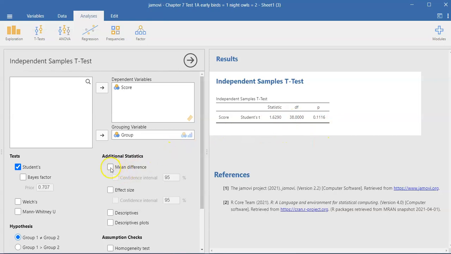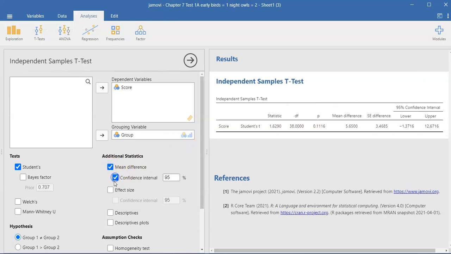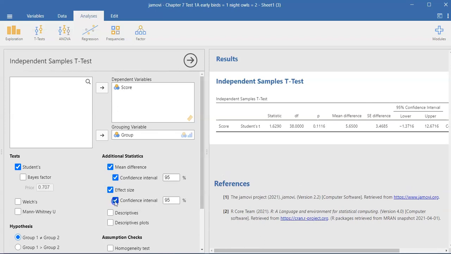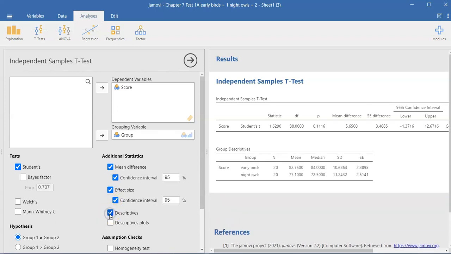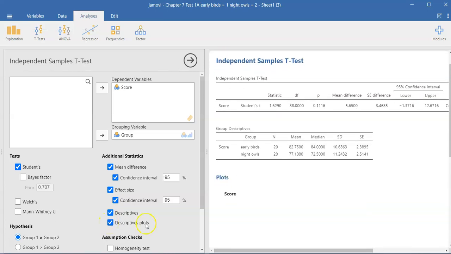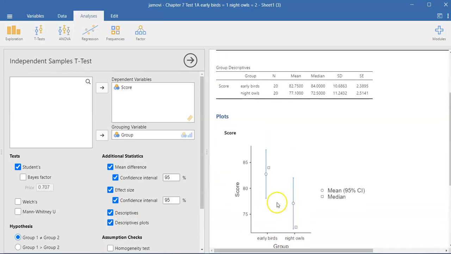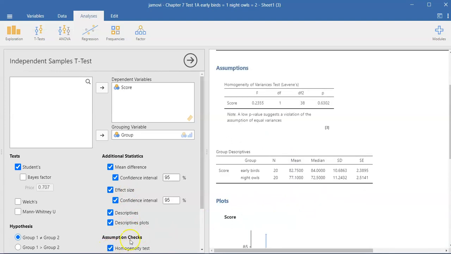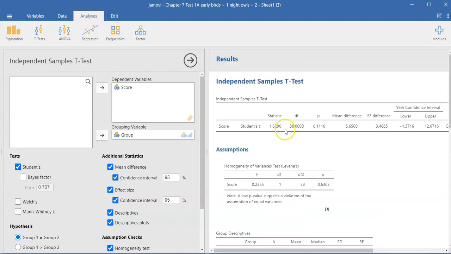We need a lot more, so you'll want to click on the mean difference, confidence interval, the effect size, its confidence interval, descriptive statistics, so you get the means and standard deviations, and then you'll want a nice plot right there. The other thing you're going to need eventually is a homogeneity of variance test right here, Levene's test. So by scrolling up and down here, that'll be everything you need.